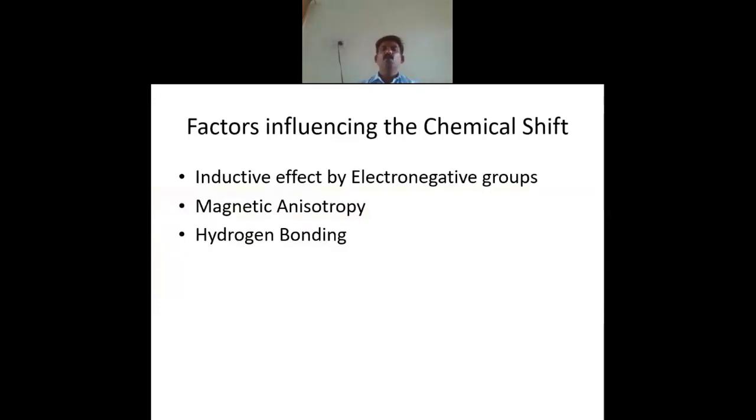Next, what are the factors affecting chemical shift? The inductive effect by electronegative groups, magnetic anisotropy, and hydrogen bonding also has an effect.